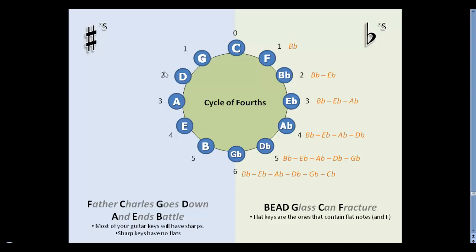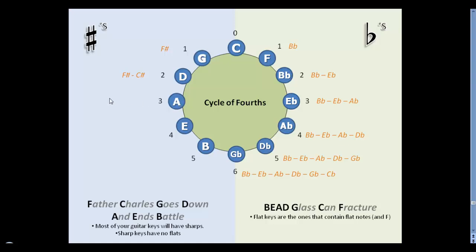So anyway, we follow the same kind of logic. So number 1, G has 1 sharp. In order to figure out what sharp that is, I use this, Father Charles Goes Down And Ends Battle. And you'll notice we just do the reverse of what we just did. Take the letter that comes right before it in the musical alphabet, and that's going to be your last sharp. So for D, the last sharp is C sharp. So Father Charles, F sharp and C sharp.